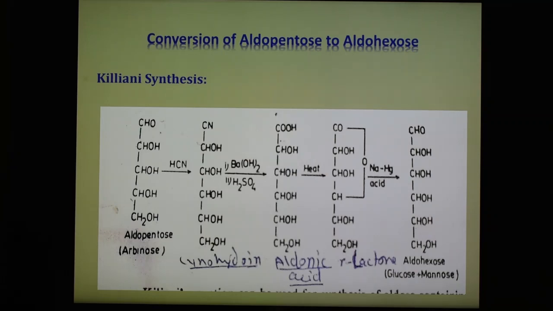In the third step, the acid solution is filtered and evaporated to dryness to obtain gamma lactone. And in the last step, number 4, gamma lactone gives an aldohexose on reduction by sodium amalgam in acidic media. So this is shown step by step in 4 steps, and we get converted from aldopentose to aldohexose. This Killiani reaction can be used for the synthesis of aldoses containing 4 to 10 carbon atoms. Here the 4 steps are shown in the slide.